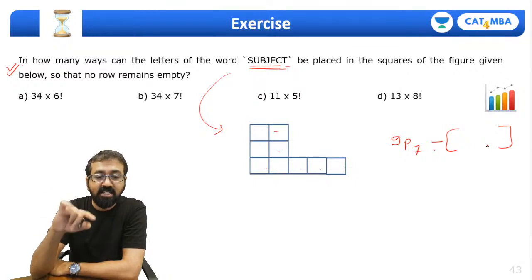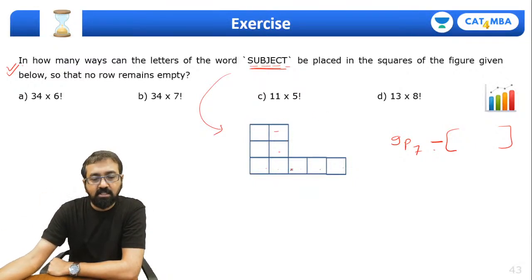Now please understand there are 7 letters. Even if I place these 7 letters, suppose I placed 5 letters over here and I place 2 letters over here, so this row will remain empty.